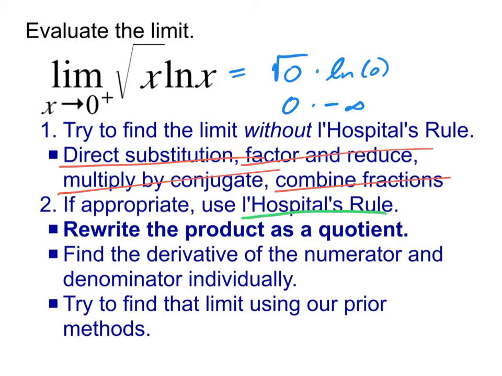And we have a new step in L'Hopital's rule, because L'Hopital's rule only works when we can find the derivative of the numerator and the denominator separately. That means we need to have a numerator and a denominator. So if it's not already written as a quotient, then our first step is to rewrite the product as a quotient. And so that's what we're going to do first.